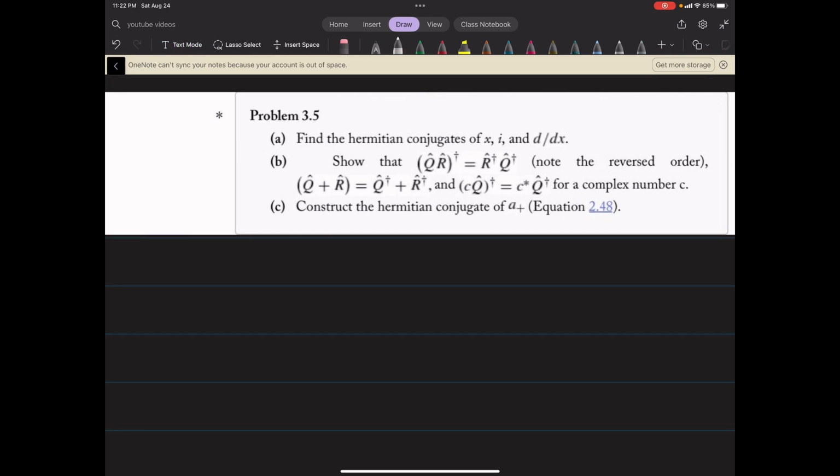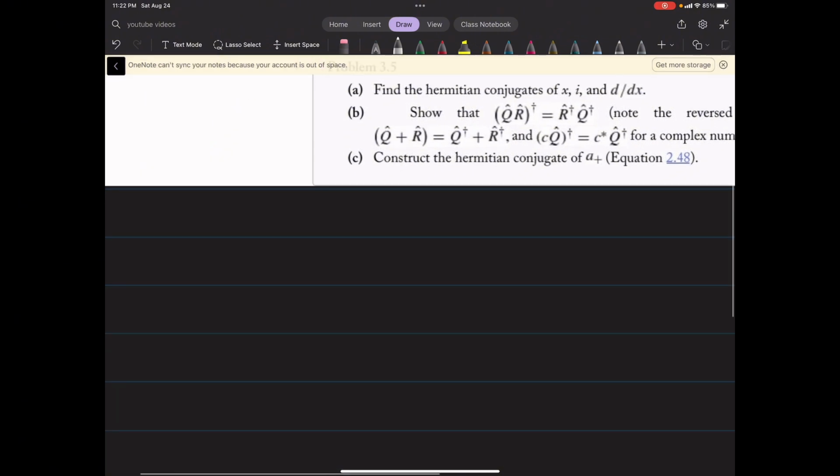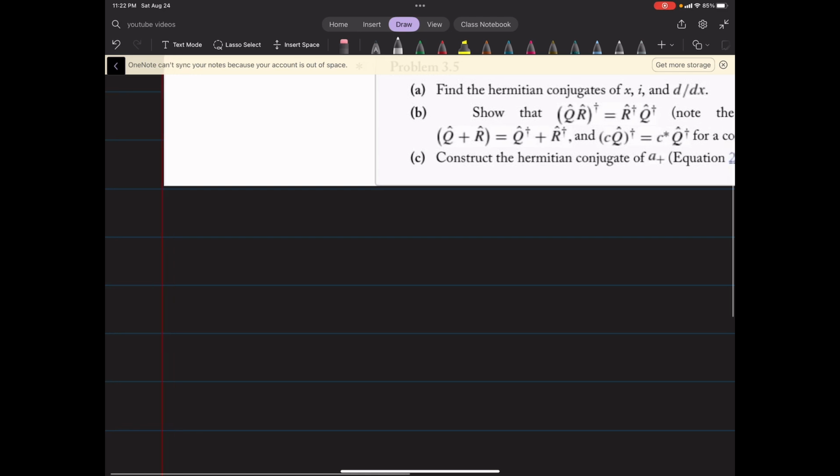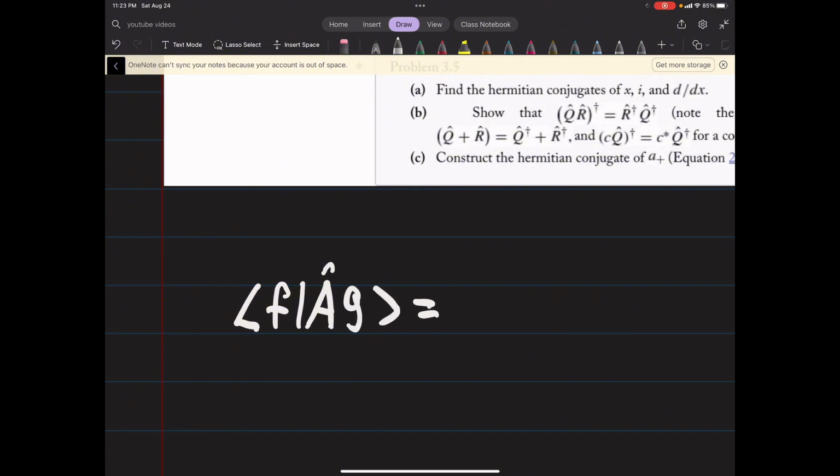Okay, so this is problem 3.5 out of Griffiths' quantum mechanics textbook. It's basically just working with the Hermitian conjugate problems. One way we can think about this is in terms of our inner product. If we have some operator A acting on G, A dagger is the Hermitian conjugate.